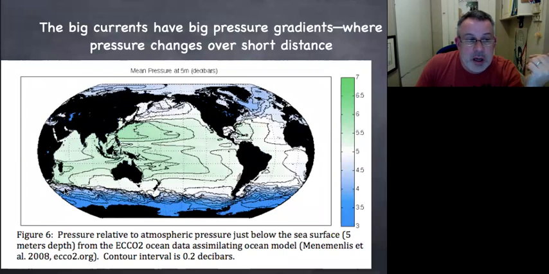Cool. The ACC is going this way. And we know that it's cyclonic where it's a low in the middle. It's anticyclonic where there's a high in the middle. So an anticyclone here is clockwise in the northern hemisphere, counterclockwise in the southern hemisphere. What if we go deeper?